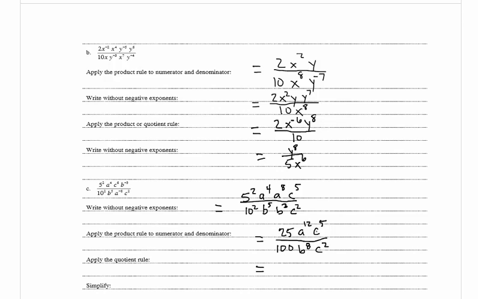And the only variable we need to apply the quotient rule to is our c variable. So we have 25 a to the 12th, and now we have c to the fifth divided by c squared is going to be c cubed, divided by 100 b to the eighth. And now we want to simplify. And we can say that this is equal to 25 over 100 can be simplified down to 1 over 4. So we're going to be left with a to the 12th c cubed divided by 4b to the 8th. And that's our video on the quotient rule.